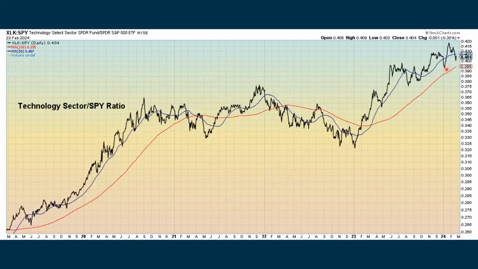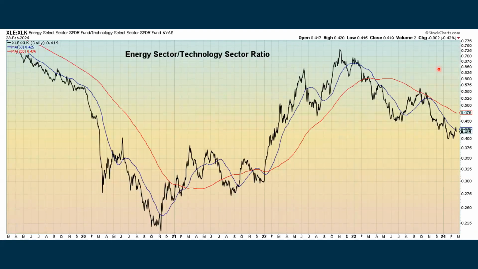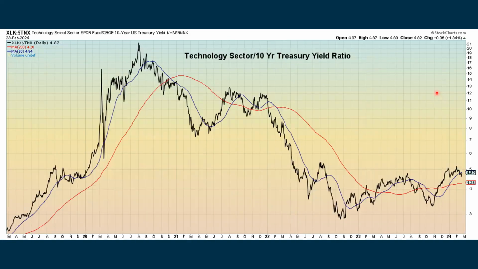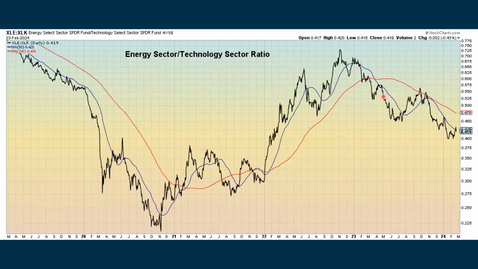The tech sector compared to the S&P 500 shows the tech sector is still outperforming. When we compare energy with tech, this shows that energy is really underperforming the tech sector. Growth continues to outperform more conservative bonds. And here's a look at the tech sector compared to the 10-year yield, showing how the tech sector is outperforming. Here's an inverse showing how the 10-year yield is underperforming the rise in interest rates, or that it's okay.